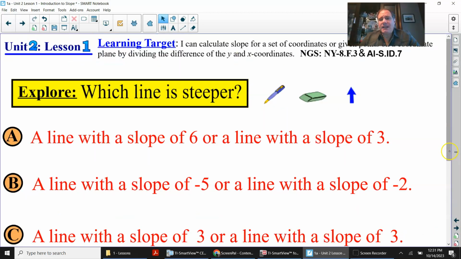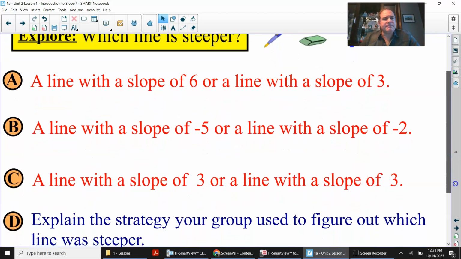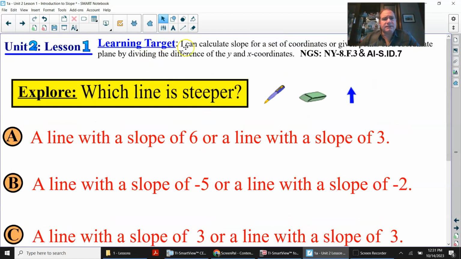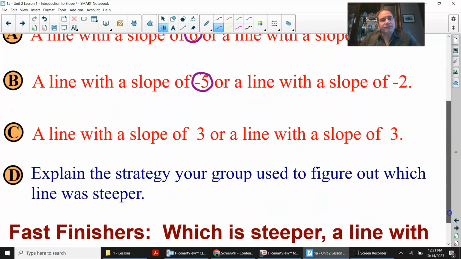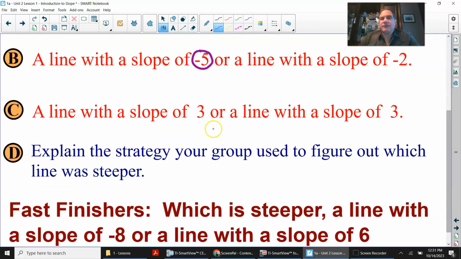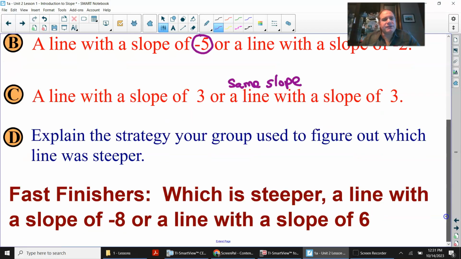All right. Go ahead and take a look at these. Which line is steeper? So you're looking at these slopes and you're saying, okay, 6 is further away from 0 than 3. 6 is steeper. A line with a slope of -5 or a line with a slope of -2. -5 is steeper. A line with a slope of 3 or a line with a slope of 3. These are the same slope. So further away from 0, the steeper the line.